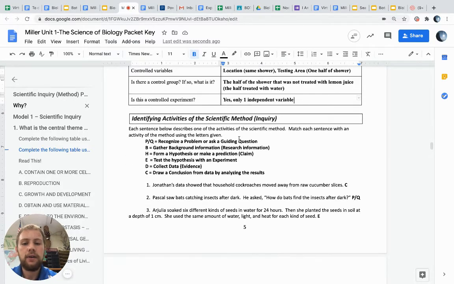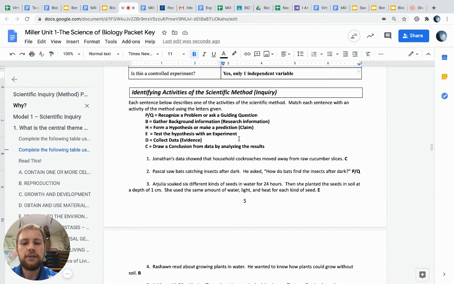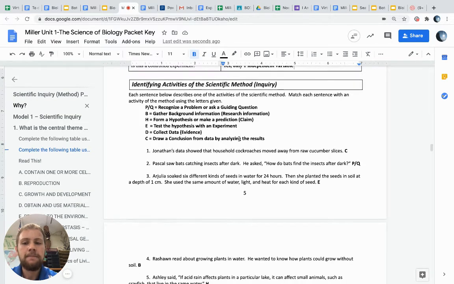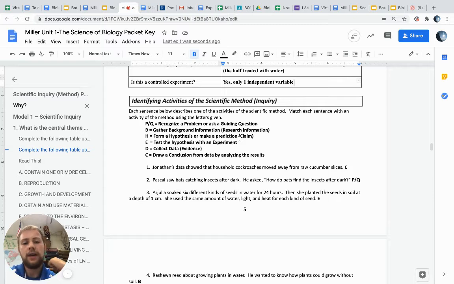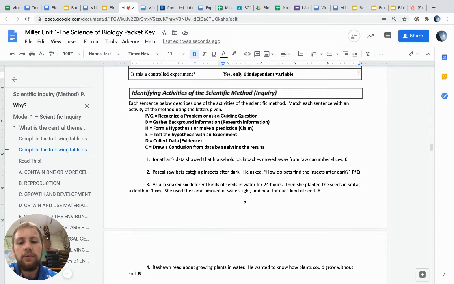All right, so now in our last section of this experimental design section, it will ask you to go ahead and describe which step or which part of the scientific method is described by each of the activities listed below. Number 1, Jonathan's data showed that household cockroaches moved away from raw cucumber slices. So if his data showed this, then he must have drawn a conclusion about this. He must have analyzed his results and found out this is what's happening. So I would call that C, drawing a conclusion.